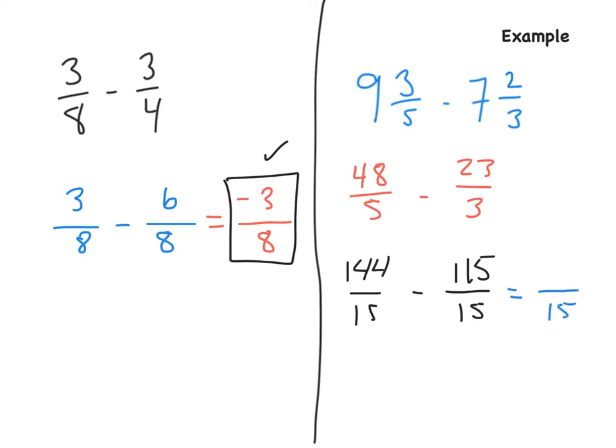So now we just subtract straight across, and we have 15 in the denominator. 144 minus 115 is equal to 29. If we want to make this into a mixed number, 15 goes into 29 one time with 14 left over. So keep the denominator the same of 15. So our final answer is 1 and 14/15.